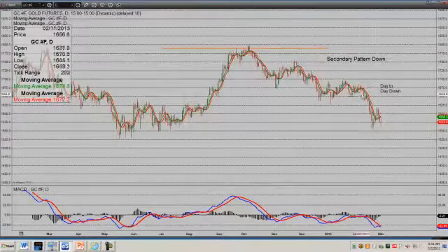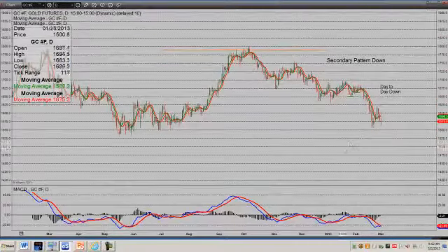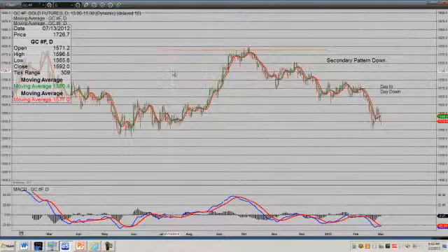Gold broke down. It couldn't hold this. It had a little pattern of higher highs in here, higher lows in here. Once it broke that pattern, look at how quickly the gold market collapsed. So secondary pattern down, day-to-day pattern down, 1500's looming, right? So we think any rally in the gold market for now needs to be sold.